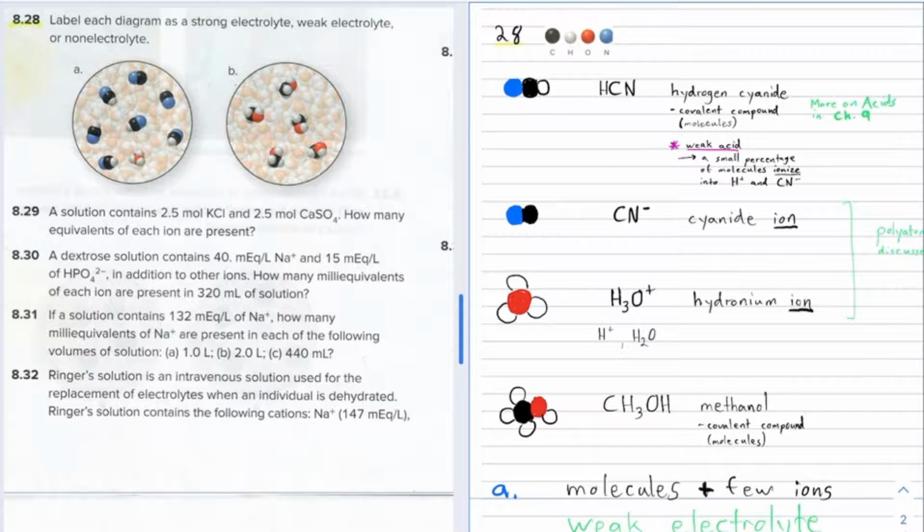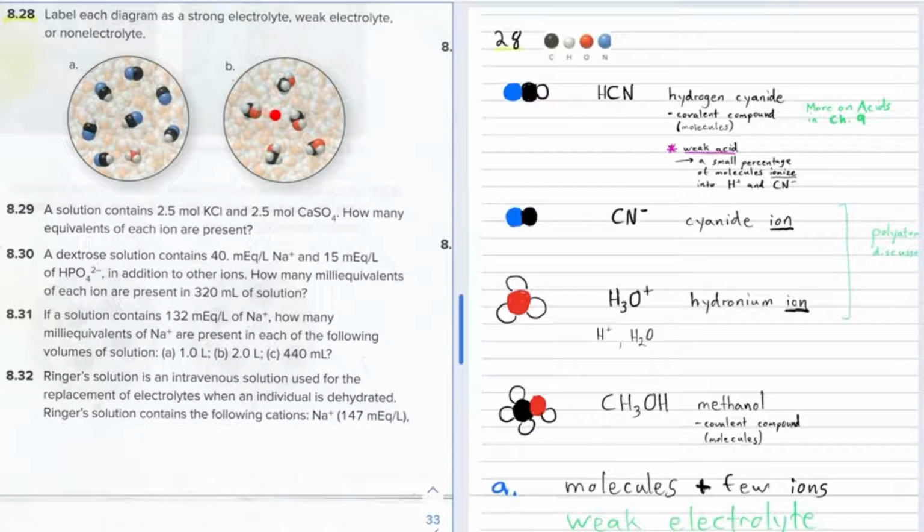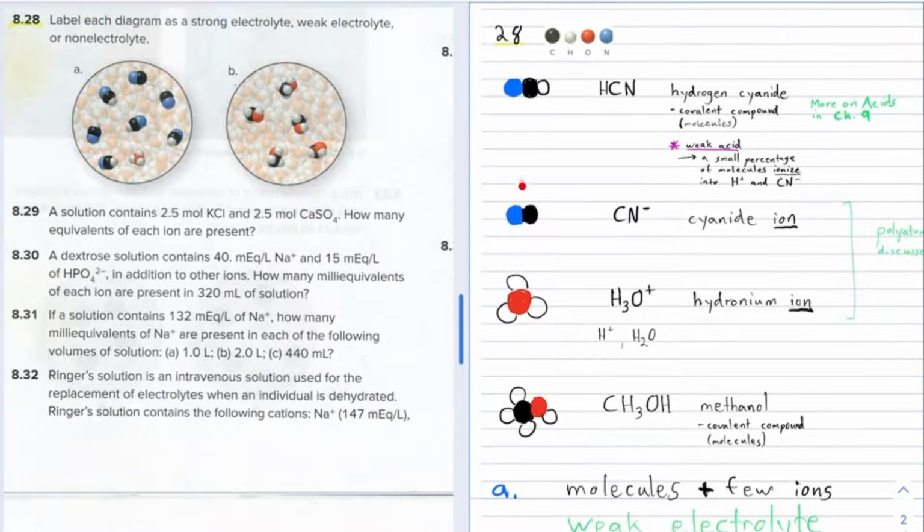Looking at the two diagrams, if you look carefully, you can spot four different types of particles. Okay, the first one has a blue, a black, and a white one, so that's going to be HCN. HCN is called hydrogen cyanide. It's a covalent compound, and covalent compounds are made of molecules.